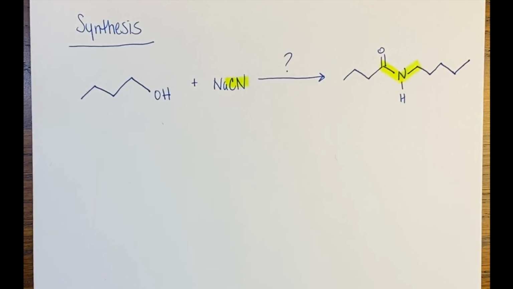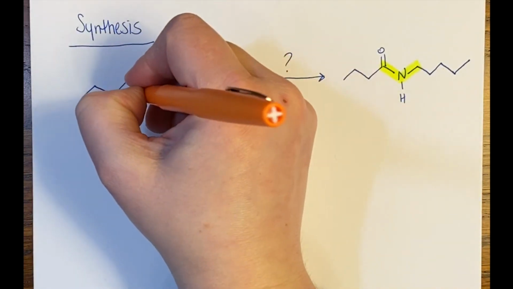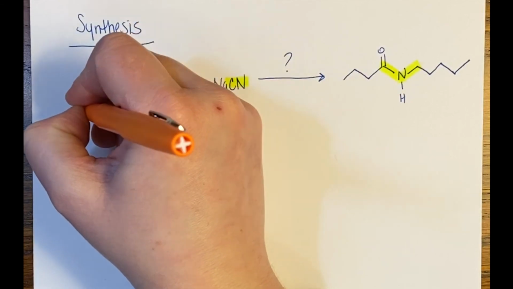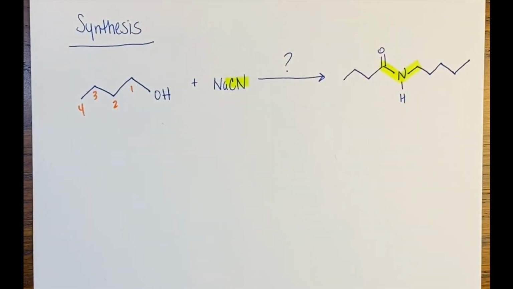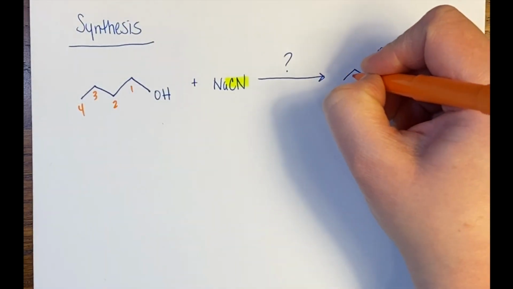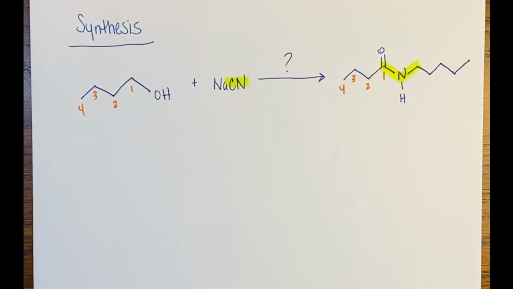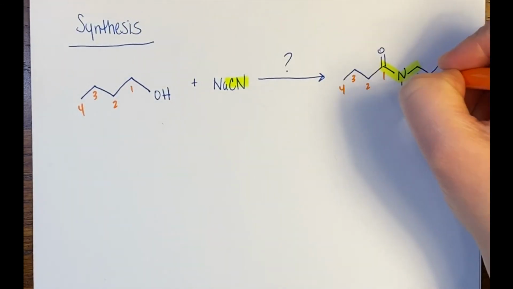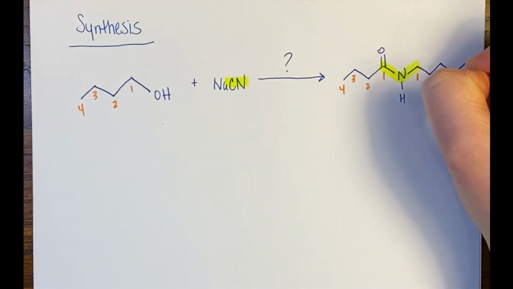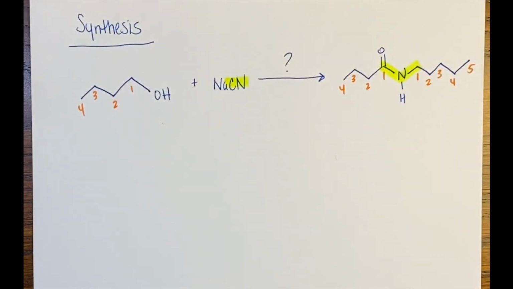And so if I look at my alcohol, I have 1, 2, 3, 4 carbons. So I have a chain of 4 carbons. And in my amide structure, I have 1, 2, 3, 4 carbons. So that means that those 4 carbons probably came from the alcohol. For the group that's bonded to my nitrogen, I have 1, 2, 3, 4, 5 carbons.